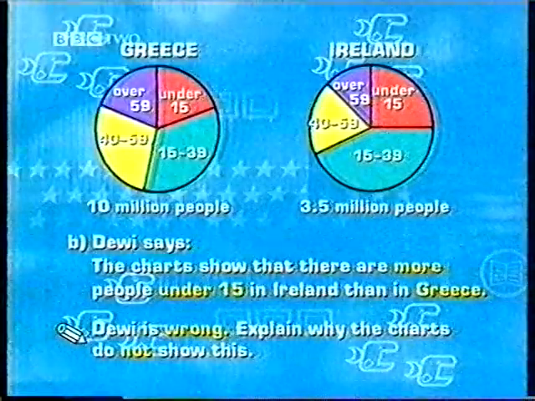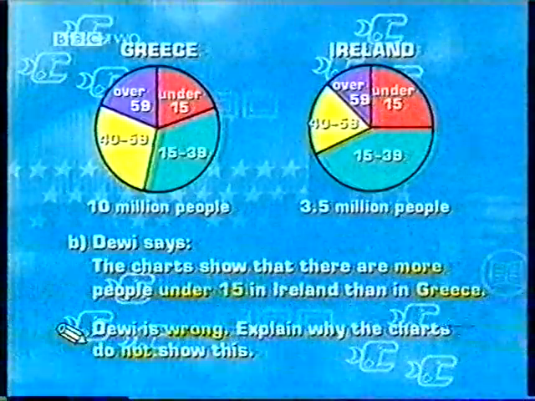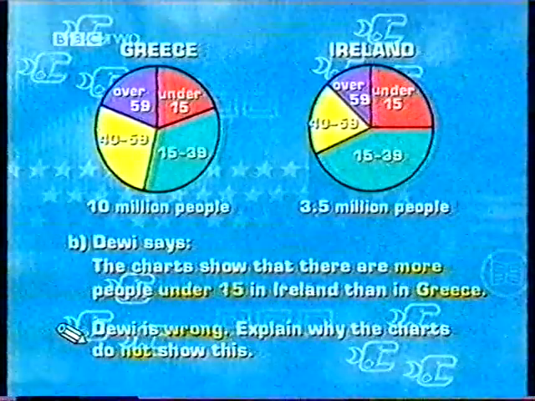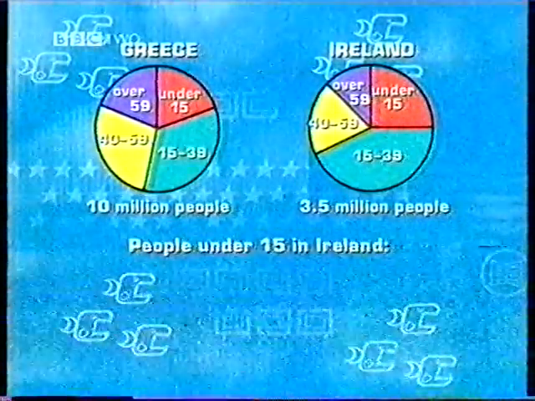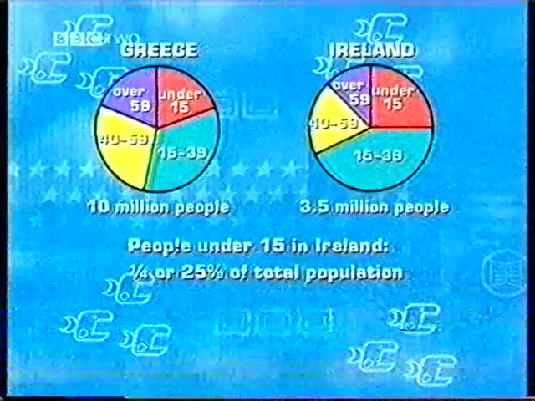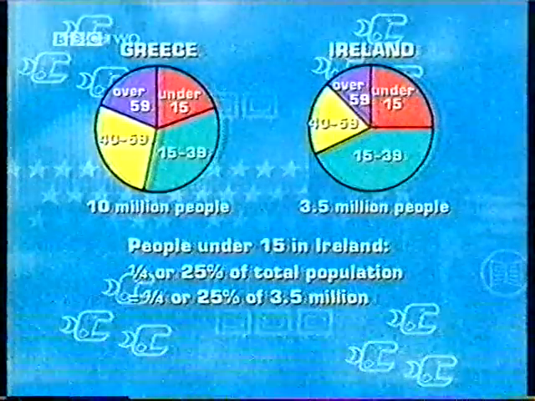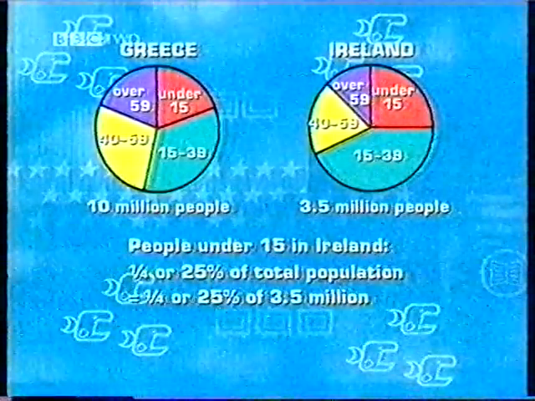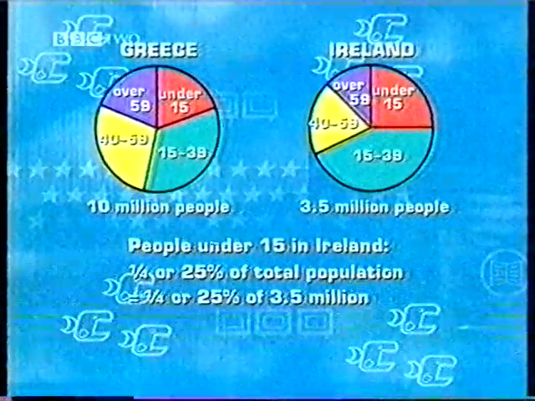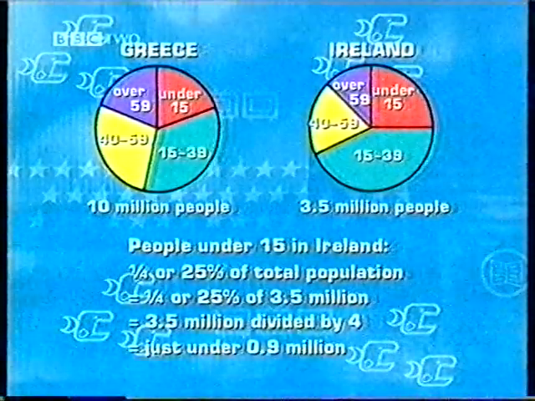Dowie says the chart shows there are more people under 15 in Ireland than in Greece. Explain why the charts do not show this. First look at the pie chart headed Ireland. The sector of pie representing the proportion of people in Ireland under 15 is about a quarter or 25%. But that's 1/4 or 25% of the total population of Ireland, which is 3.5 million people. We know that a quarter of 3.6 million people would be 0.9 million. So a quarter of 3.5 million is just under 0.9 million.